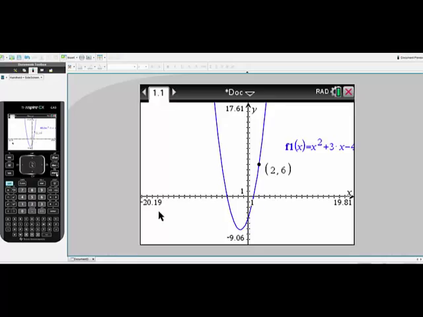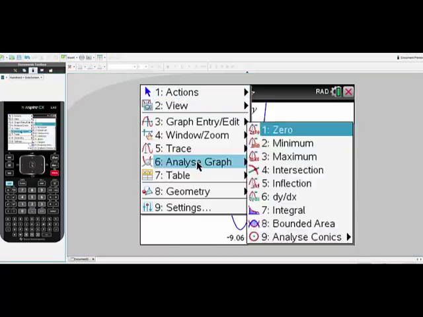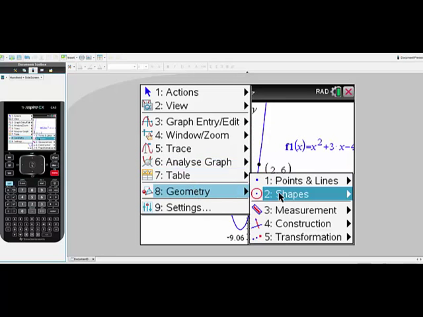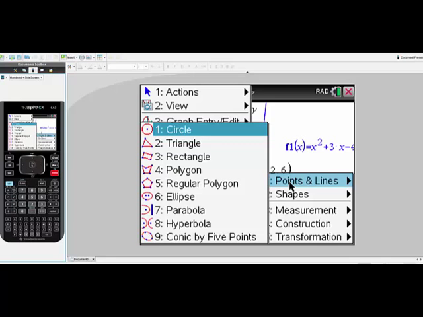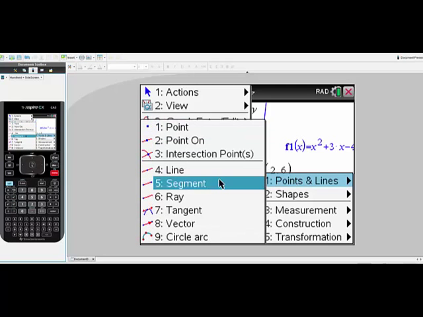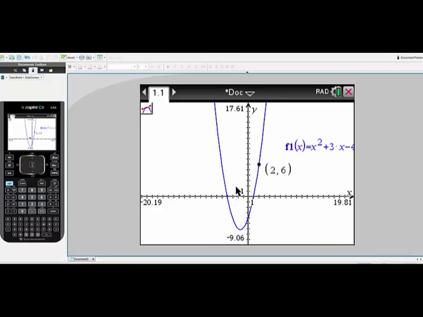Now I would like to have the tangent, so geometry, points and lines, and tangent. I'm just going to move over this point, and there we have the line. Press escape. I can extend the line a little bit. Oops, sorry. I can extend the line, grab it, move it down here. I can see the y-intercept, for example. You can also see where it's crossing the x-axis.